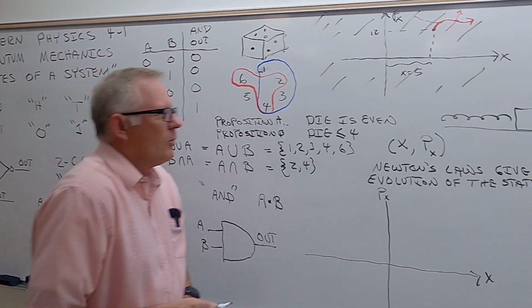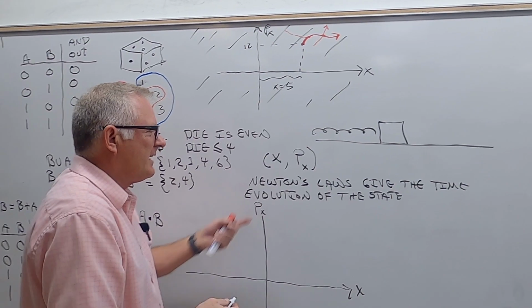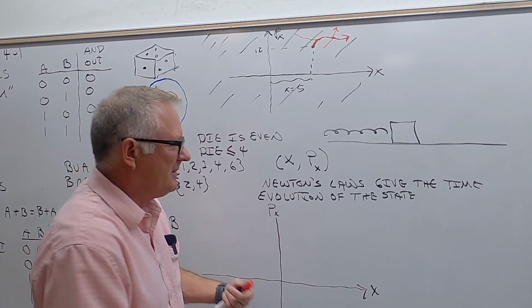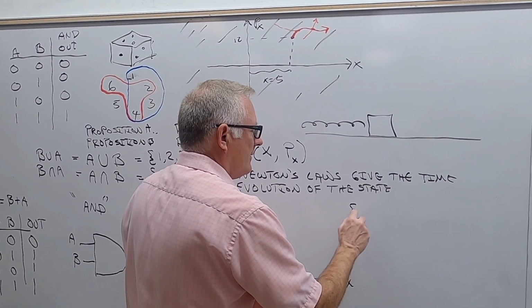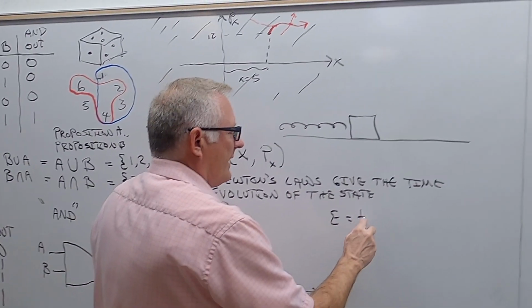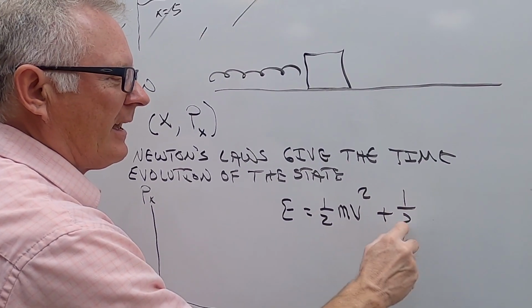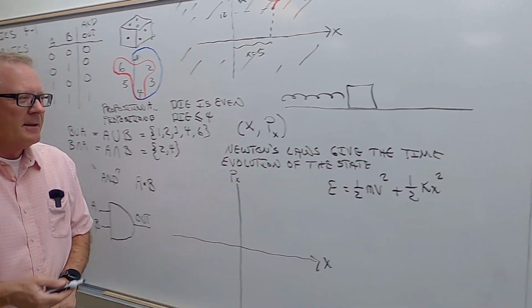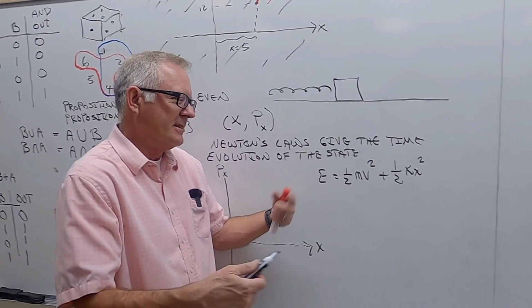Well, what's the equation for a mass on a spring? What determines it is Newton's laws, but Newton's laws and the energy equation are the same thing. It might be easier for me just to write out the energy. The energy is 1/2 mv squared plus 1/2 kx squared equals E. Now, if there's no friction or any energy loss, then this is a constant.